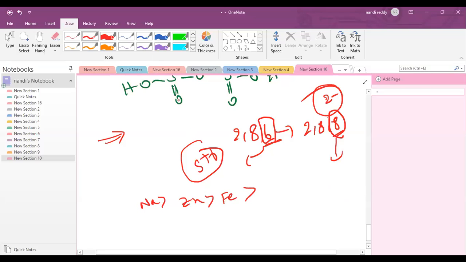I'm writing a few elements. You can write zinc, copper, Ag. Okay, so which is the starting element? This is highly reactive, or more reactive, you can write. This is least reactive, sir. This is least reactive.